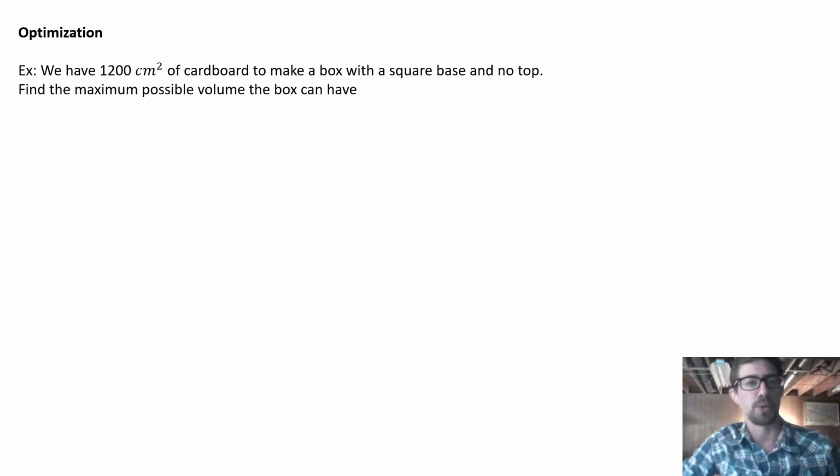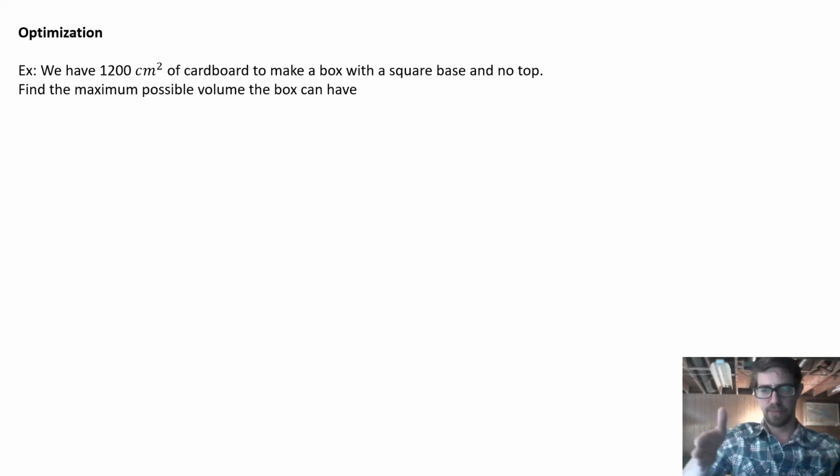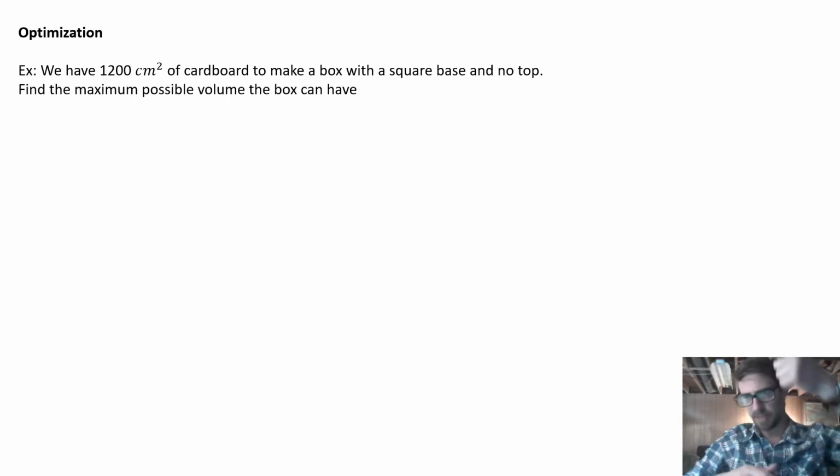So here's the first one. We have 1,200 square centimeters of cardboard to make a box with a square base and no top. We want to find the maximum possible volume the box can have. So visualize the problem first. We're either going to make a really short flat box or a tall skinny box or somewhere in the middle, like a shoebox kind of looking box. You get the idea that it's probably somewhere in the middle because that's generally what boxes look like.